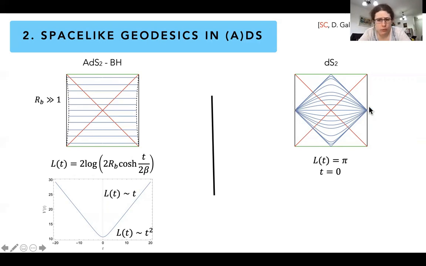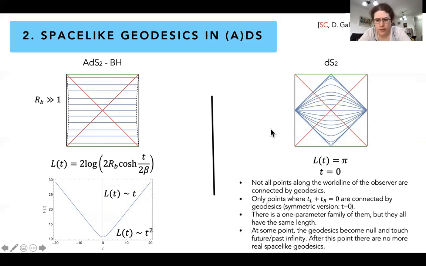So if we force it to be symmetric, geodesic only at t equals 0. And that's essentially what we find. So not all points along the world line of an observer are connected by geodesics. Only points with opposite times are connected by geodesics. There is a one parameter family of them, but all have the same length.